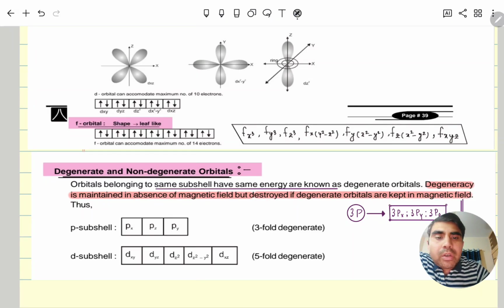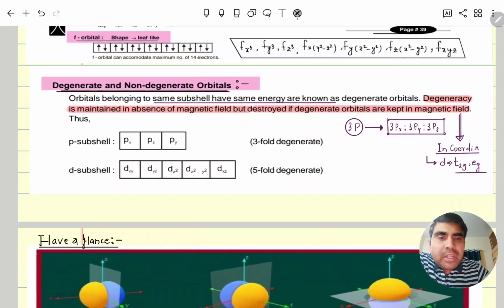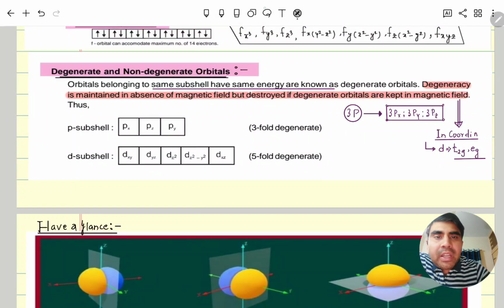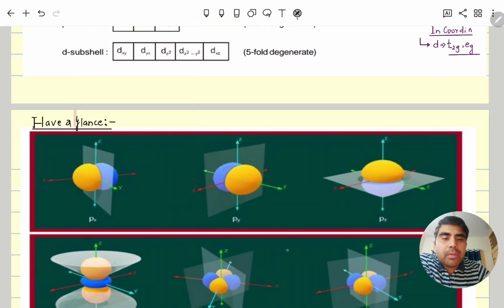Next, degenerate orbitals. Degenerate orbitals means that in any subshell the orbitals having the same energy are called degenerate orbitals. And degeneracy is only maintained in the absence of a magnetic field. In the presence of a magnetic field, its degeneracy will be lost. Like we discussed that in the presence of ligands, the d orbitals break into t2g and eg. Similarly, now here you can have a glance at all these orbitals.